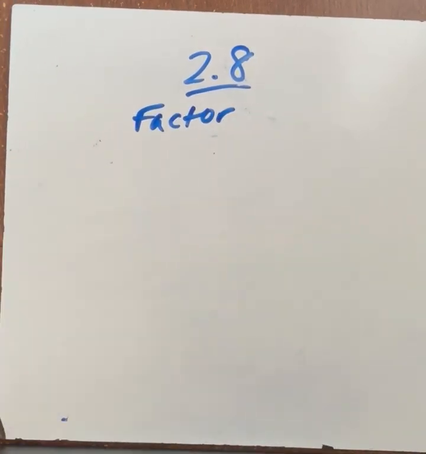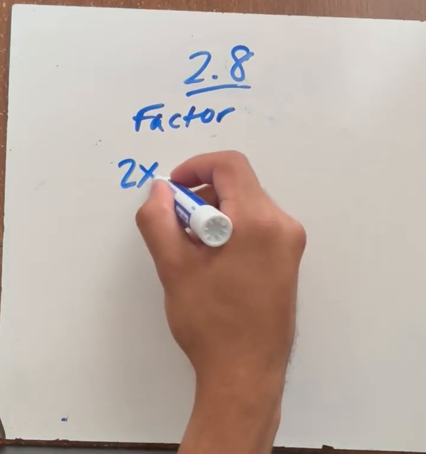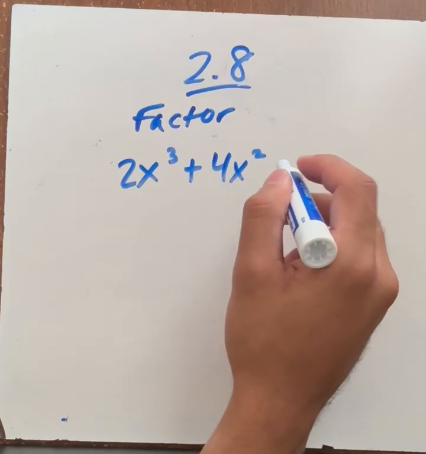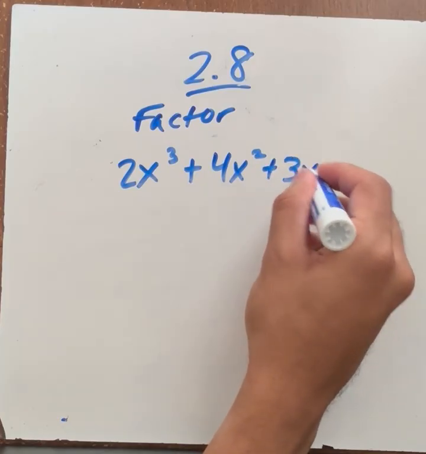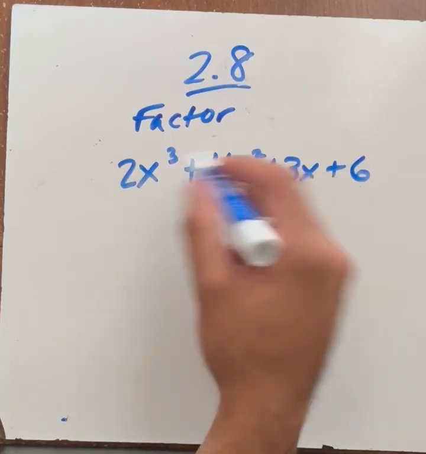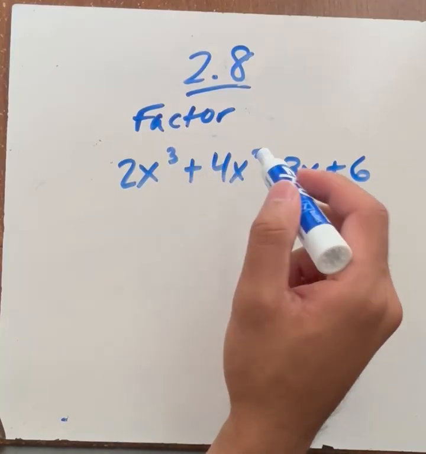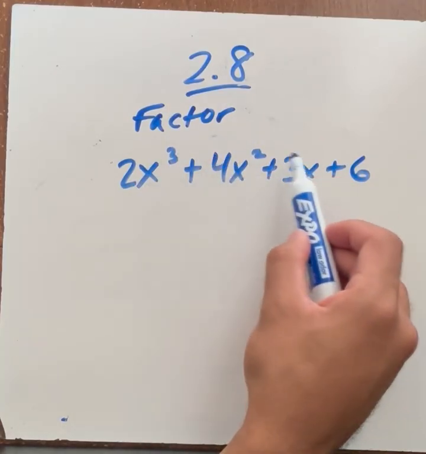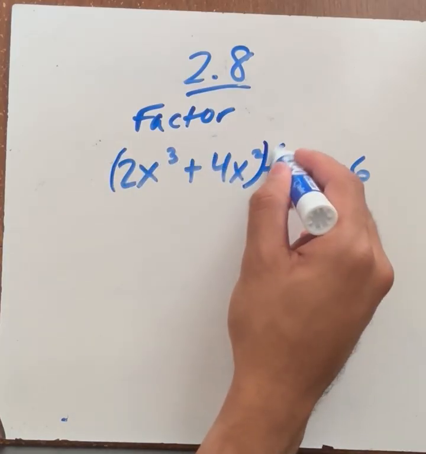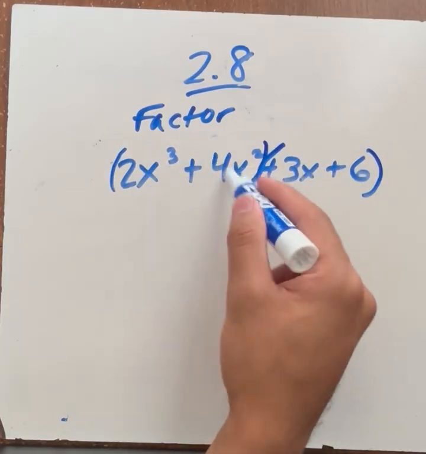The next question is very similar. It says 2x to the third plus 4x squared plus 3x plus 6. Again, how many terms are there? Terms are separated by plus signs or minus signs, so there's 1, 2, 3, 4 terms, which means we'll factor them into groups of 2.